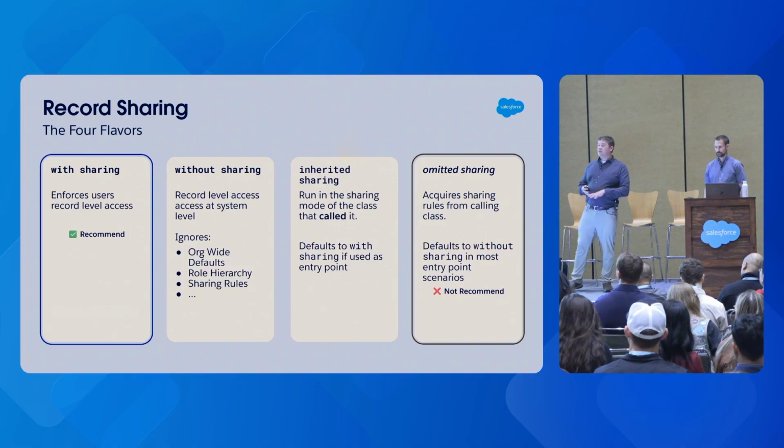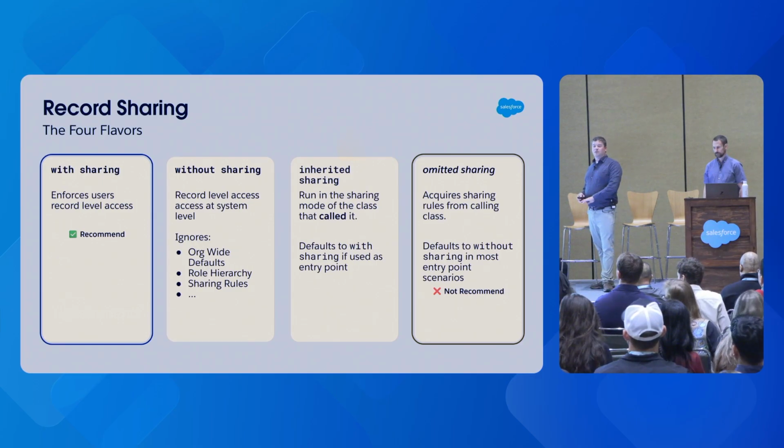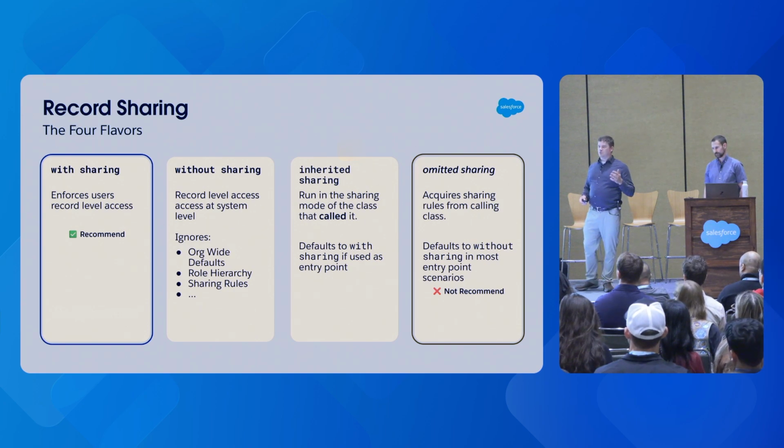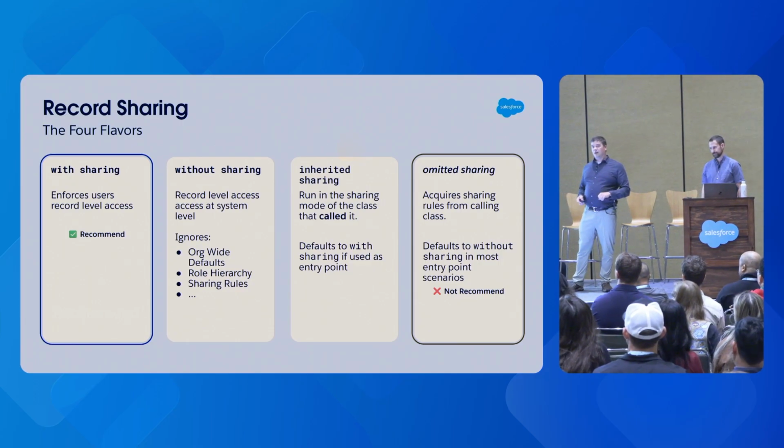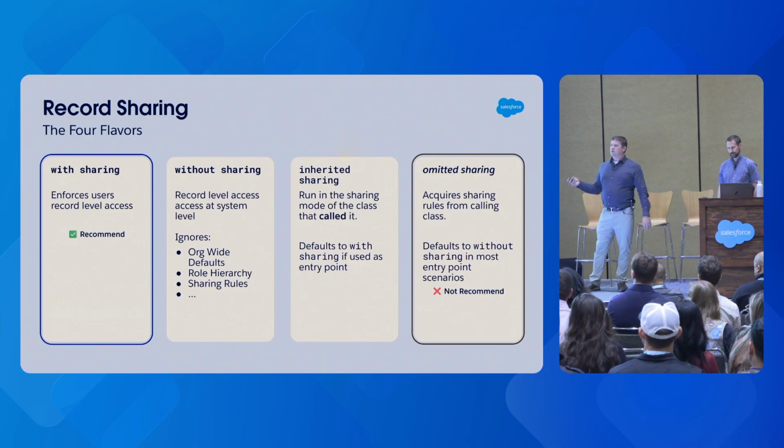So today, there are essentially 4 flavors of the sharing declaration that you would put at the top of any one of your Apex classes. The most common and the most highly recommended is always start with sharing. That's the most secure position. It'll enforce the user's security level of access and ensure that you only expose records to them that they have access to. Now, that's not always what you need your code to do.